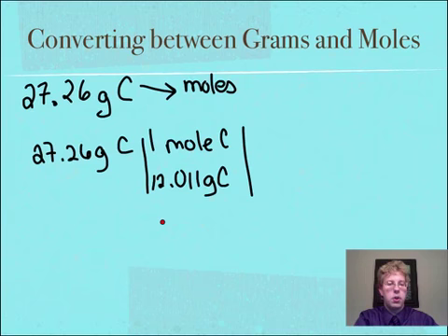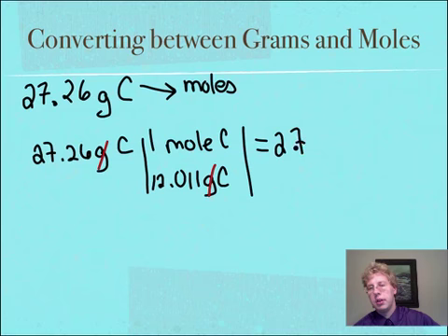And just like before, I cancel out on the diagonal here, and then I'll multiply across the top and divide across the bottom, so 27.26 times 1 divided by 12.011 gives me an answer of 2.27 moles carbon.